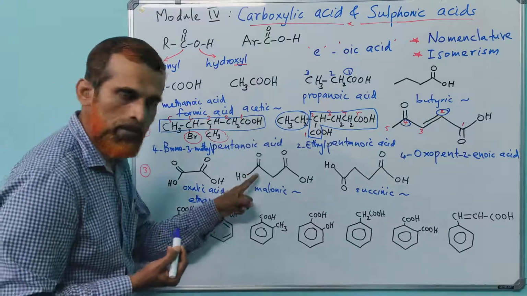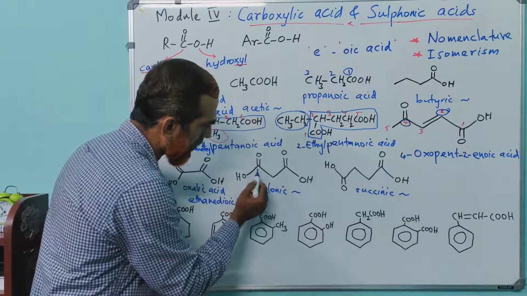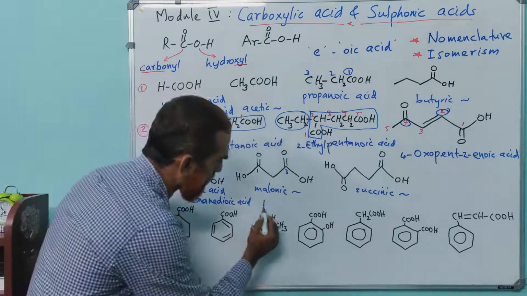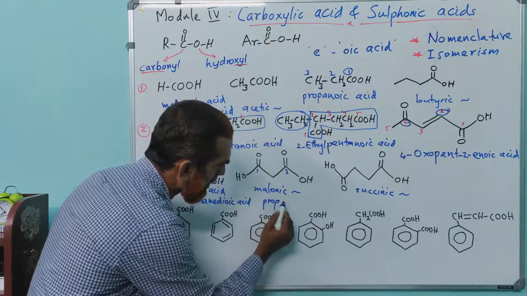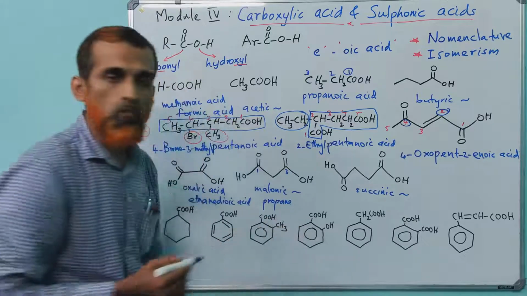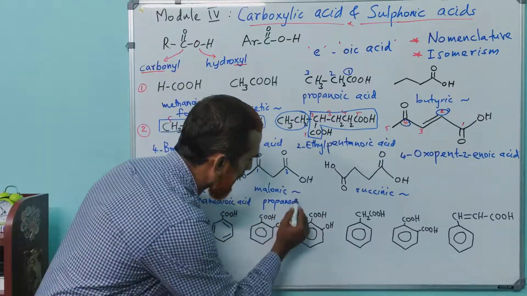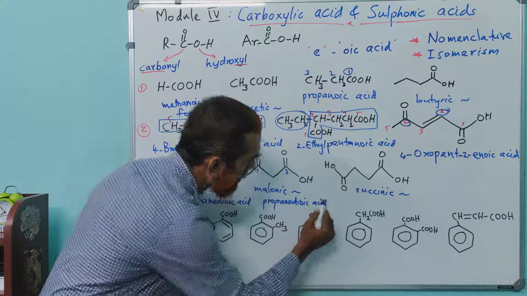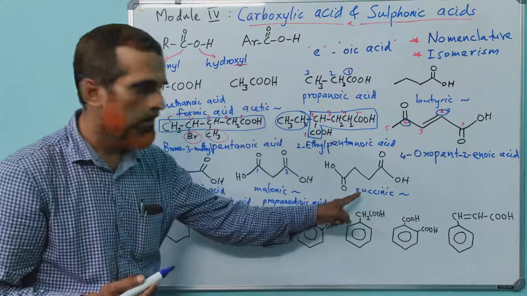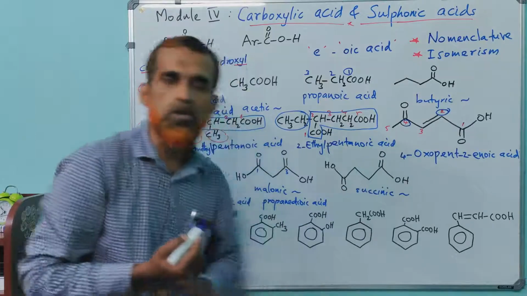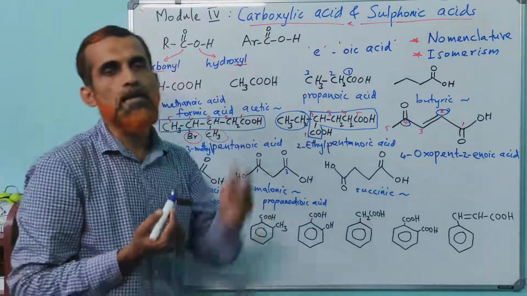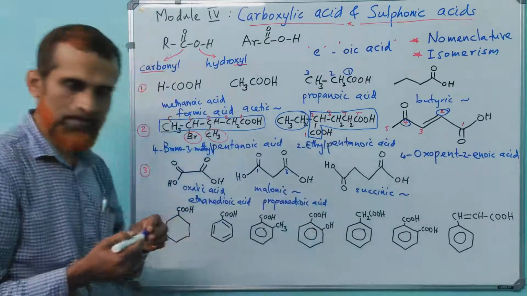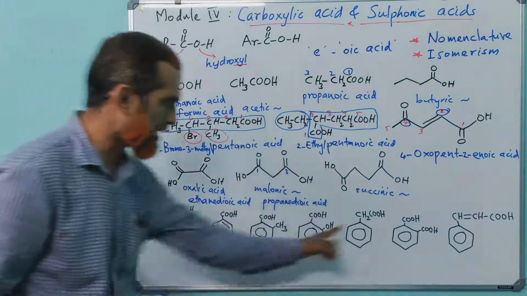Now here, what about the position? It is 1 and 3. So what is it? 3 carbons, so it is propane. Okay, it is propane-1,3-dioic acid or propanedioic acid. Okay, what about the next? This one, it is 4 carbons, so butanedioic acid or butane-1,4-dioic acid. It goes like this. Now the last set of examples.